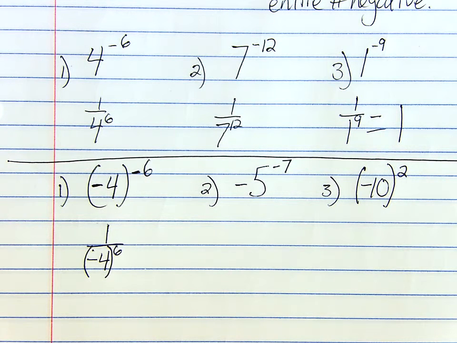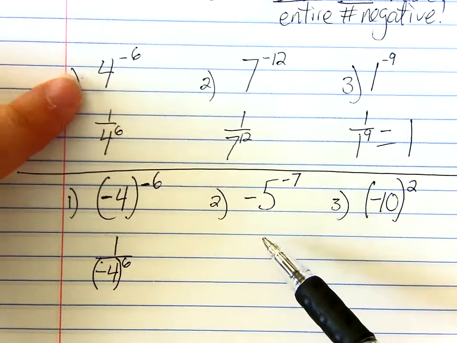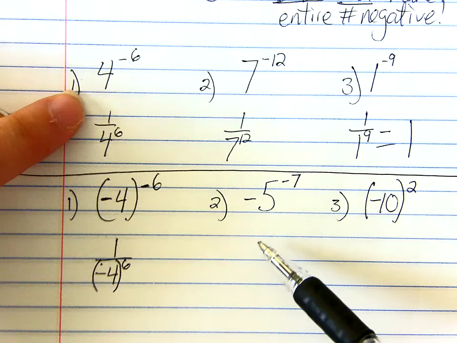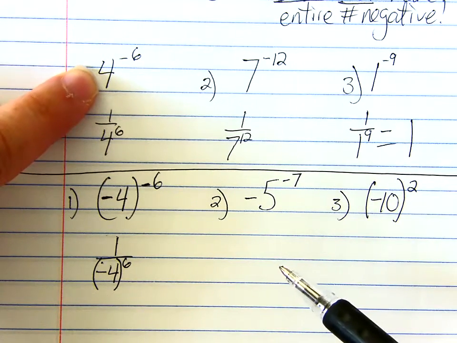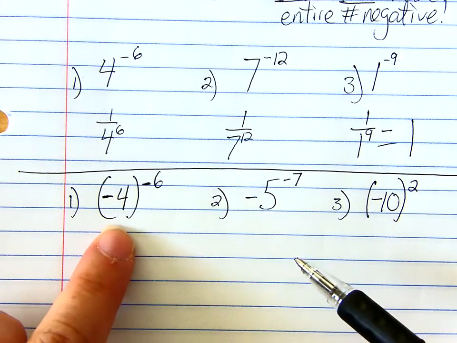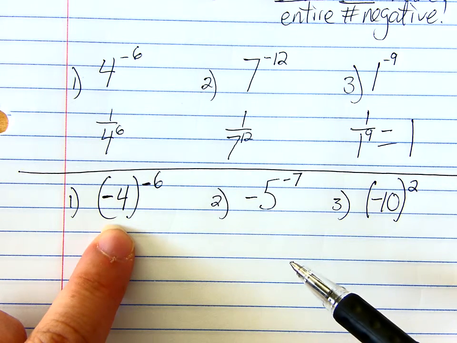Does it make a difference? Yeah. It makes it kind of a big difference. Is everybody okay with what I've done so far? I followed the same pattern. Look what I did. We have the exact same problem here. It's just that in this case, it's a +4 that I'm raising to the -6, and here it's a -4 that I'm raising to the -6th.